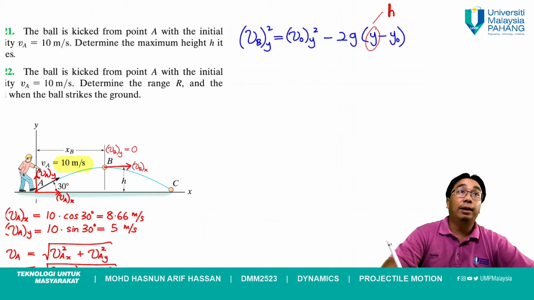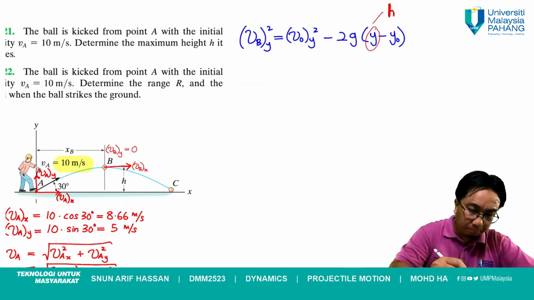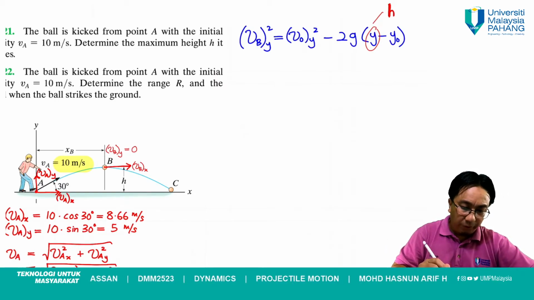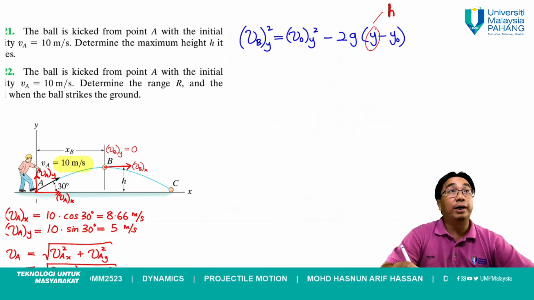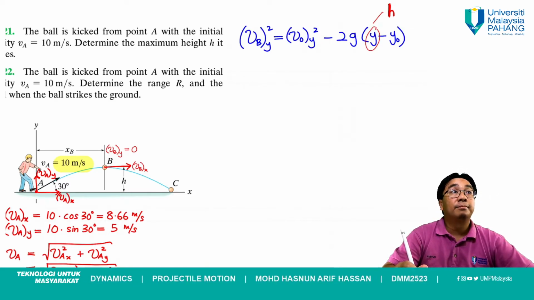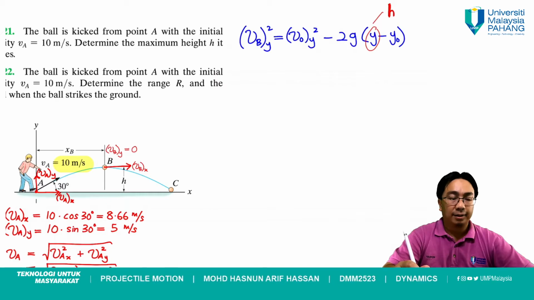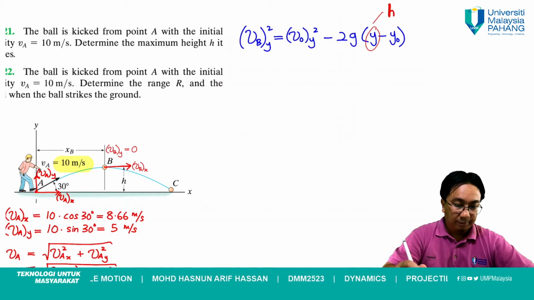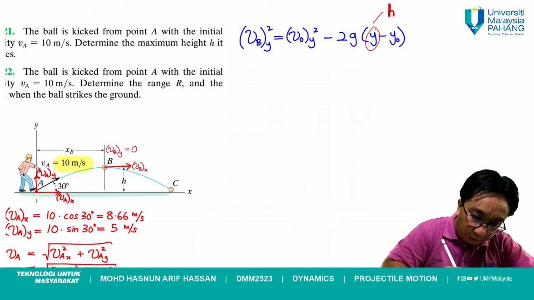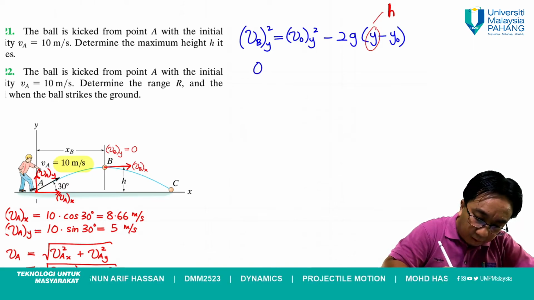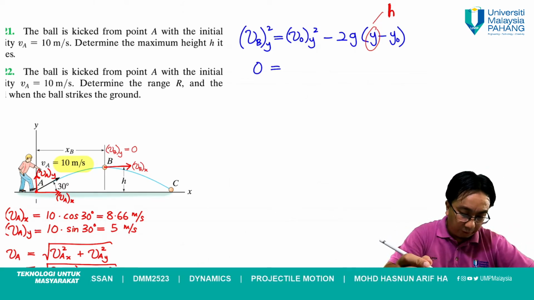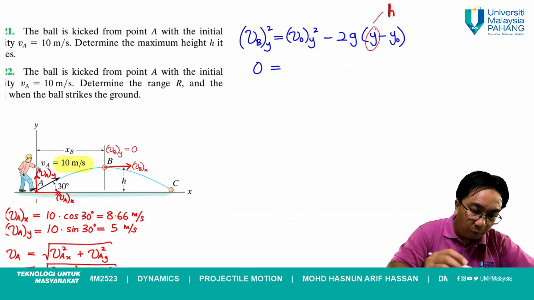Y itu ialah H. Okay. So, VBY. Berapa value VBY? VBY kosong. So, ini sama dengan kosong. Sama dengan, next ialah V0Y. Okay. V0Y ni pun saya kena betulkan.